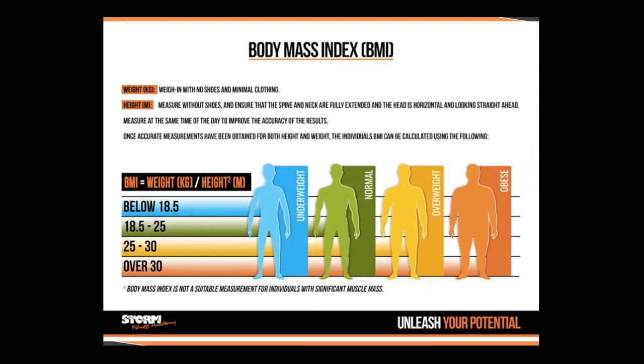Then I take my weight in kilos, which is 90 kilos, and I divide that by my 3.24. So 90 divided by 3.24 equals 27.77. So if I look on that table, I'm between 25 and 30. So that means I'm classified as overweight. Does that make sense? Yeah.